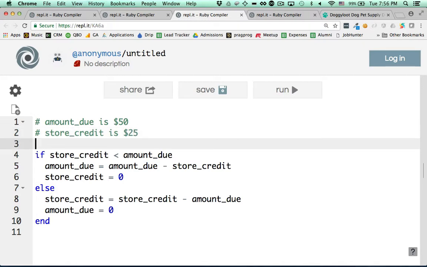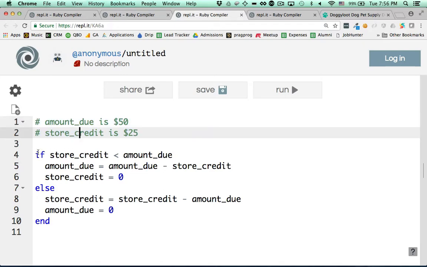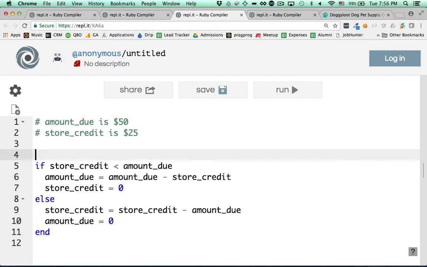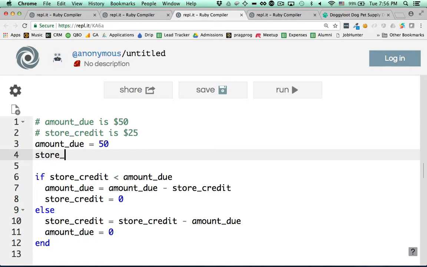If your store credit is less than the amount due, which is the case in this example, then, as someone correctly pointed out to me in Slack, this code will actually throw an error because none of these variables have been defined yet. But this is taken from the middle of a greater context of code. So just imagine that we established them here: amount due is 50, and store credit is 25, and then it would run.